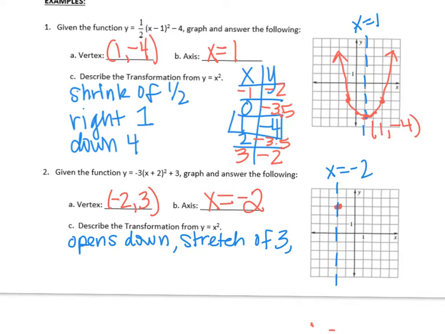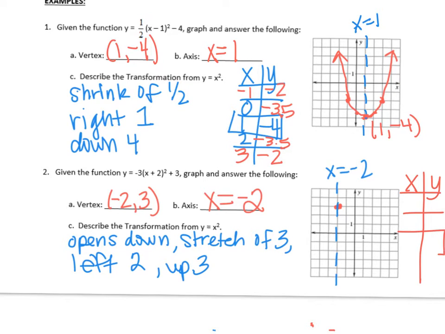Our vertex moved to the left 2. And our vertex also moved up 3. So I described my movements there from the parent function. Now I'm going to finish putting in the rest of my ordered pairs. I'm going to think about it as a table.